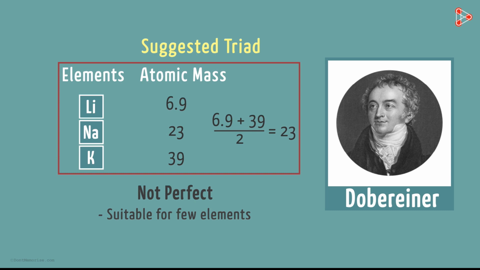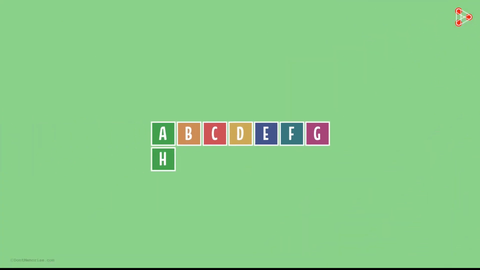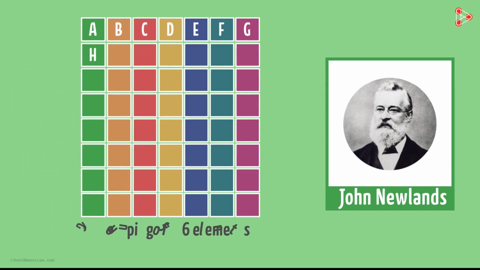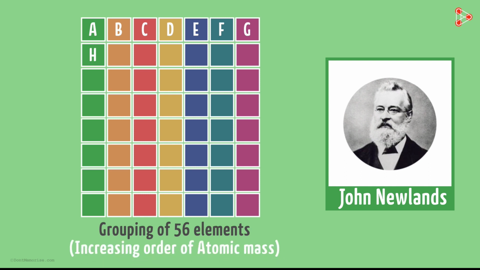After grouping the elements in a series of 3, there came a system in which the elements were grouped in series of 8. Yes, this system was put forth by an English scientist named John Newland in the year 1866. There were around 56 elements that Newland could group. He simply arranged the elements in an increasing order of their atomic masses. At the end, he realized that these could be grouped such that every 8th element resembled the first.